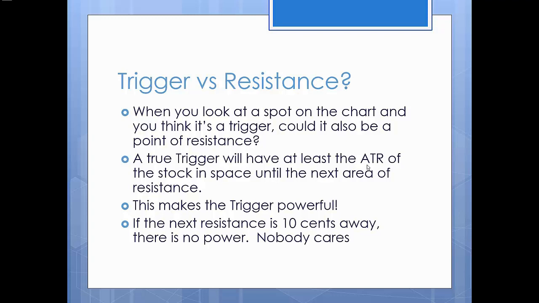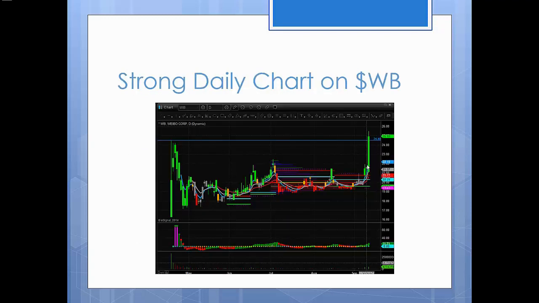So the good triggers are going to have an ATR encompassed in the window. That makes the trigger really powerful. If the next area of resistance is only 10 cents away, there's not much power behind that line in the sand, and it's really going to be more of a form of resistance than a real trigger. So, a strong daily chart here on WB.